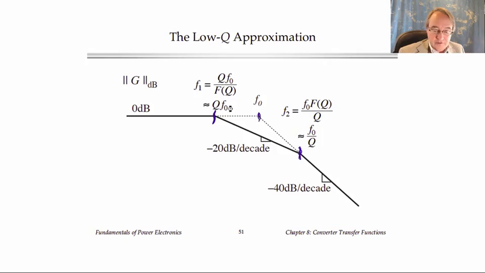If we increase Q, the two poles move together towards f naught, and then in fact when Q is greater than a half, they turn into a resonant response with a resonance at f naught. So what we do then is we calculate Q. If we find Q is less than a half, then we can use the low Q approximation and quickly get the real poles from these expressions.